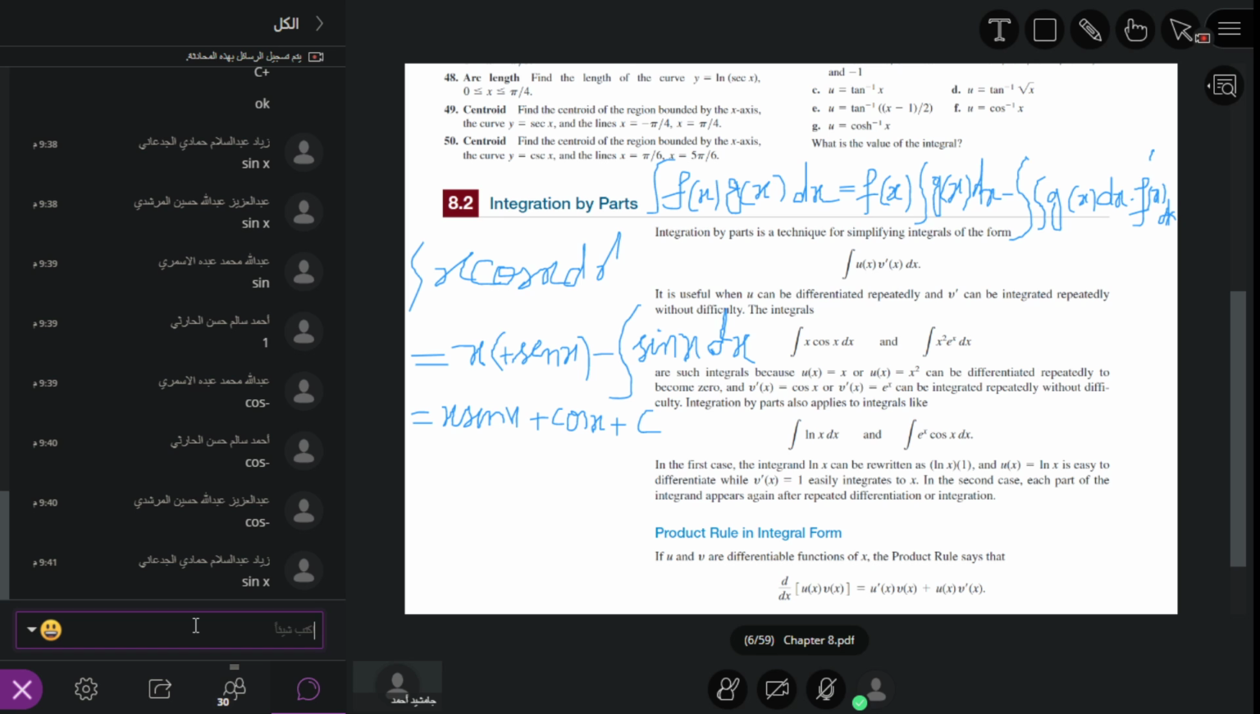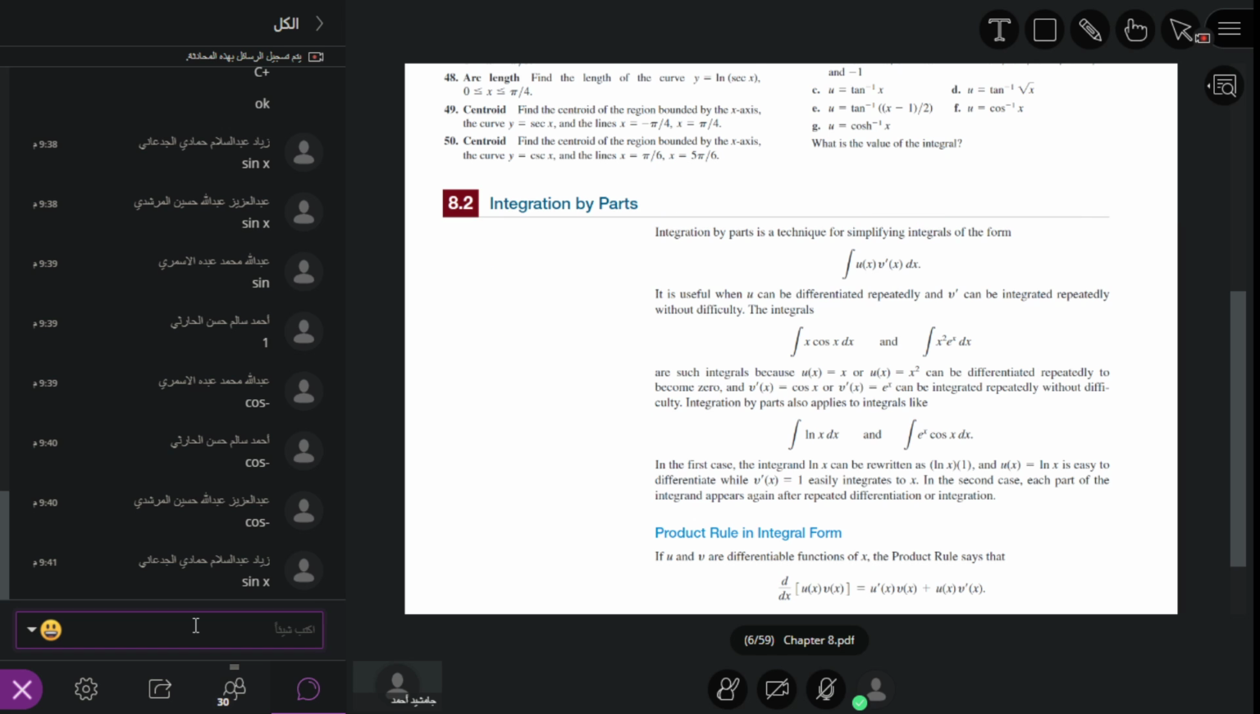Now after that, what is the next? We have here x square e power x. So if we have x square e power x, here we have the integral of x square e power x. Here we use integration by parts two times. So first function same, it means x square same. Integral of e power x, what is it?